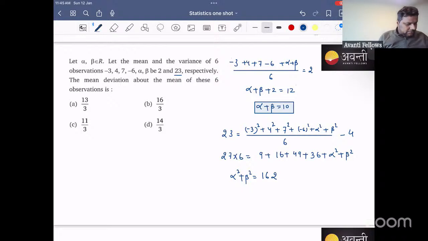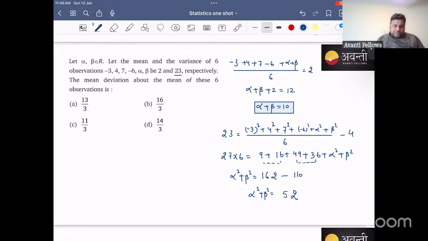27 into 6 is 162 minus 36 plus 49. 85, 85 and 16 and 9, 25, 95, 105, 110. So your alpha square plus beta square came as 162 minus 110. That is 52.